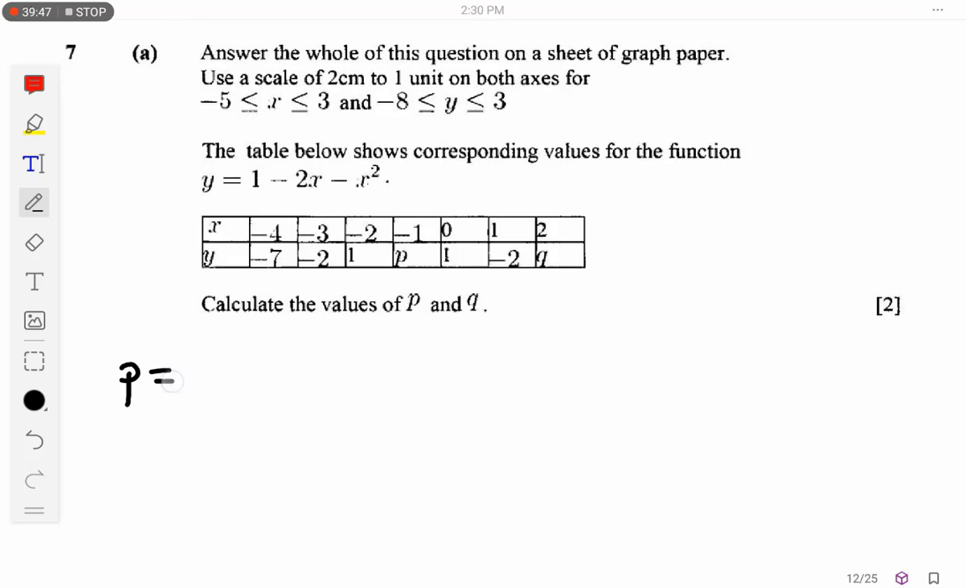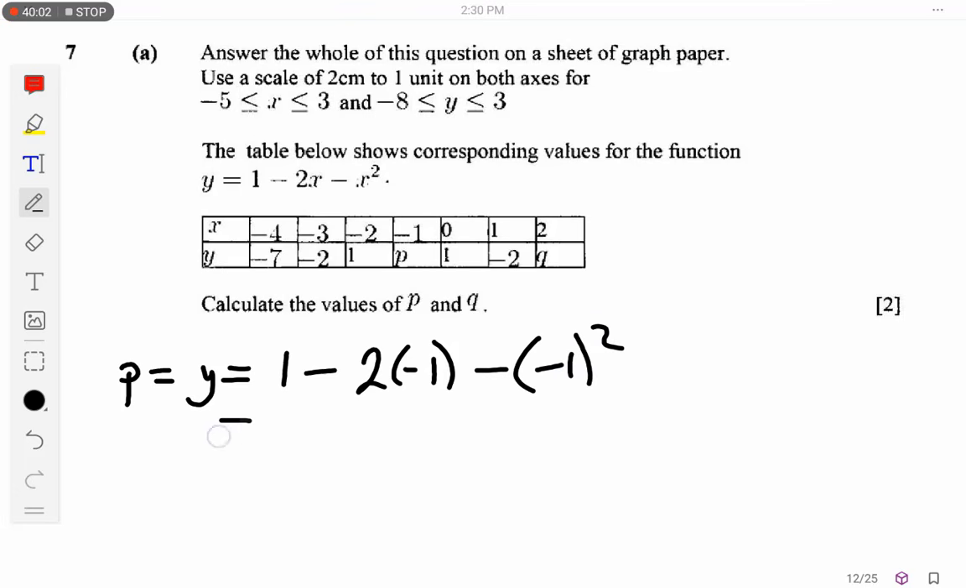We can say y is equal to 1 minus 2 by p, where p is minus 1, squared. So we say 1 minus 2 by minus 1 minus minus 1 squared. So I'll get here 1, then a plus 2, then minus 1. So at the end of the day 1 plus 2, that's 3. Then minus 1, I get a 2. So my p is equal to 2.